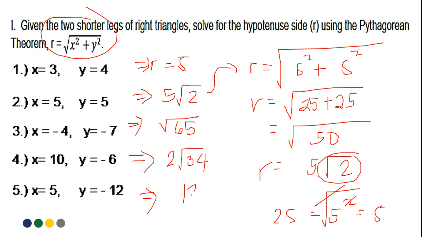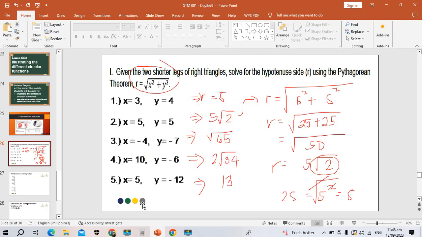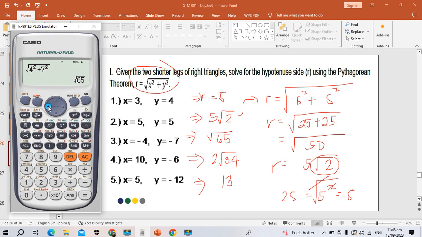13. So, let's check if it is correct. Try natin si number 4. This is 10. And then y is negative 6. Just simply write 6. The answer here is 2 square root of 34. So your answer in number 4 is correct.